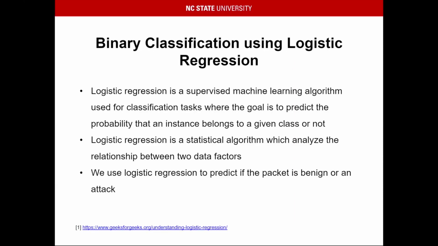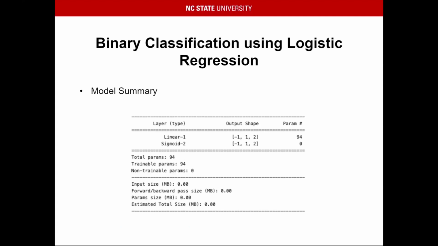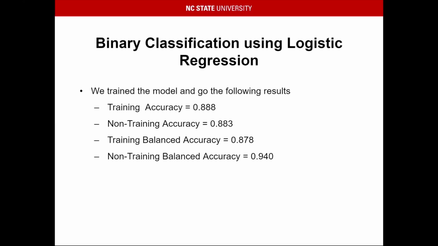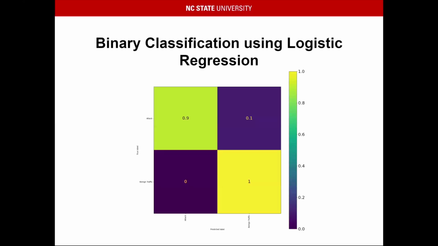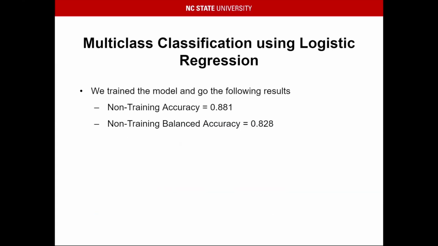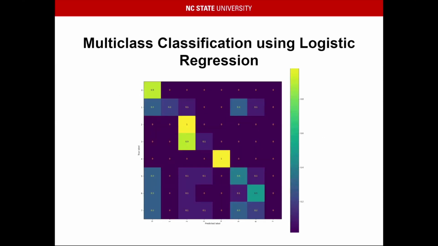Next, we are using logistic regression to classify if the packets were part of an attack or not. So it's a binary classification, and this was a fairly simple model, and we got really good accuracy scores here. We have 94% on the validation set. This is the confusion matrix. So next, we are trying to use logistic regression to classify the data into different attack groups, and we got about 82% accuracy, which is fairly good, but the confusion matrix is not as impressive as before.